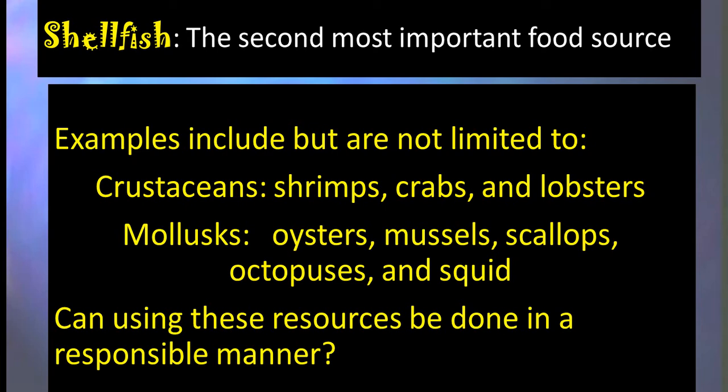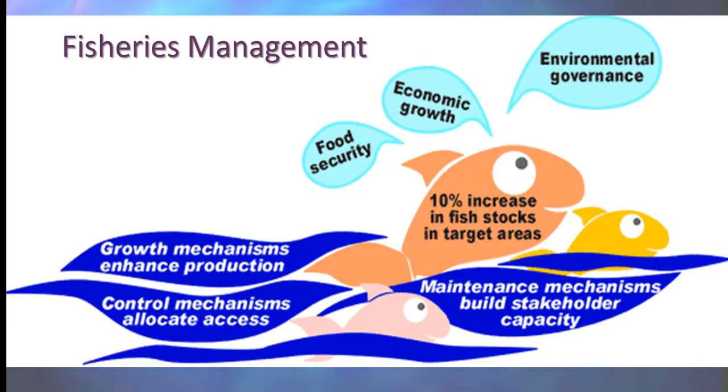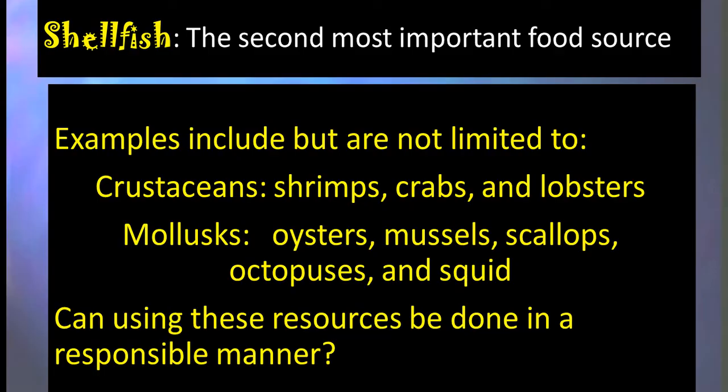Shellfish are the second most important food sources. These would include shrimp, crab, lobsters, oysters, mussels, scallops, octopus, and squid. And so catching these is a little different, right? A lot of these guys are on the bottom of the ocean, or even sessile, like with the oysters and things like that. So let's see, what was that question there? Can using these resources be done in a responsible manner?